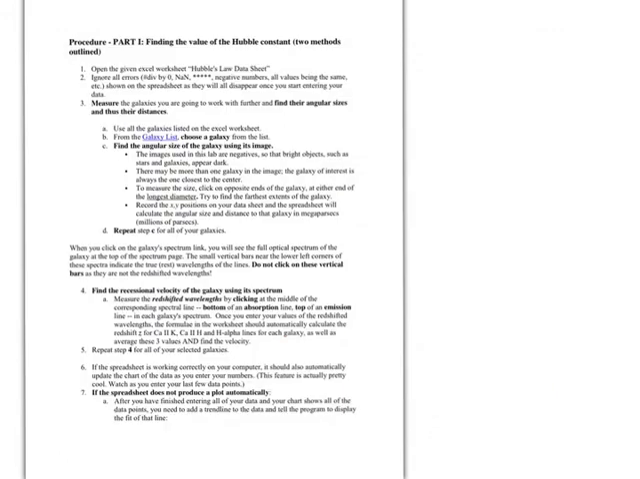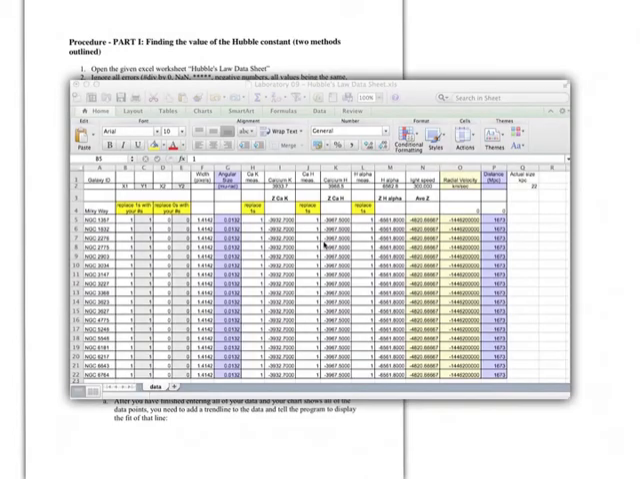Once I've done this for all the galaxies, I need to make sure this is entered in the Excel spreadsheet. Now you can write this all down on a piece of paper and enter it later. I kind of like just to have the Excel spreadsheet open in the background and just type the data in as I measure it. So now we have our Excel spreadsheet.